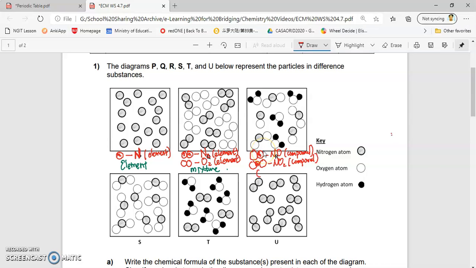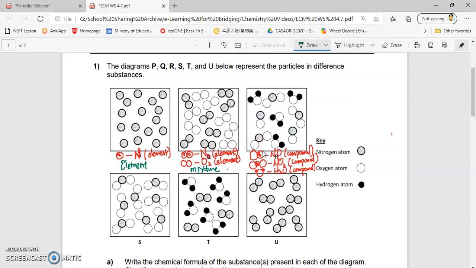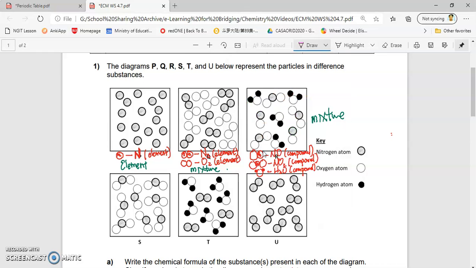Last one, we have this Mickey Mouse thingy over here. This is actually H2O. Two or more different elements chemically combined together. Once again, compound. So can you see this is made of three different compounds. Once it's made out of two or more different things, we will classify it as a mixture. So this is P. Sorry, let me use a different color for this. So this is purple, pinkish. P, Q, R, S, T, U.